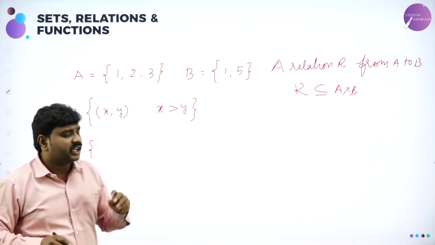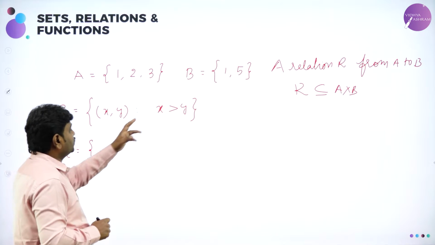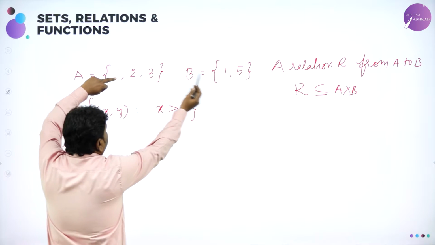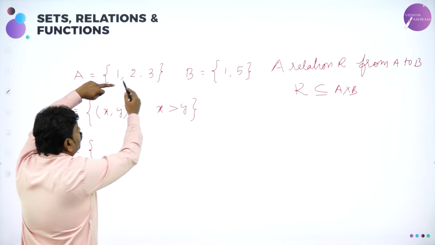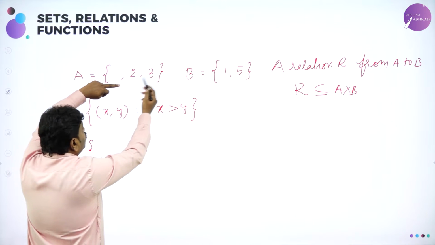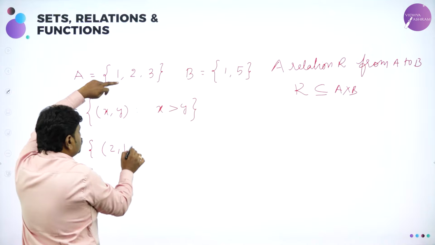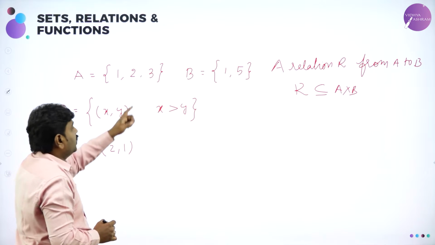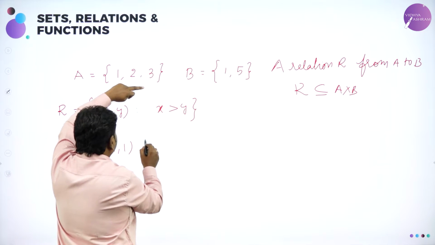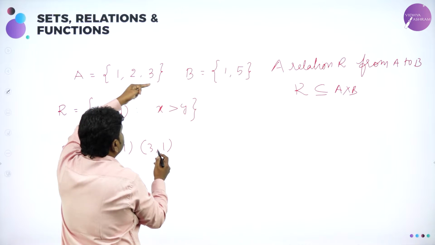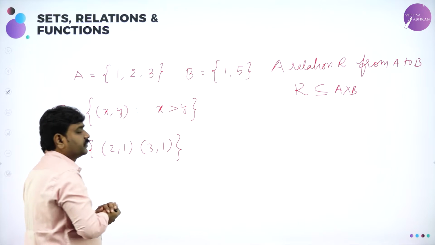But without finding A cross B, you can directly select, the first element should be greater. 1 1, 1 cannot be greater than 1. 1 2, no. 1 5, I cannot take. 2 1 I can take, 2 comma 1. Is 2 greater than 1 or not? 2 5 I cannot take, but I can take 3 comma 1 because 3 is greater than 1. That's it. This is the relation.